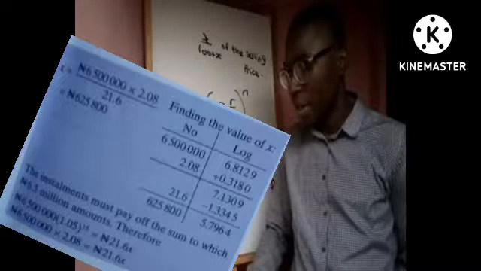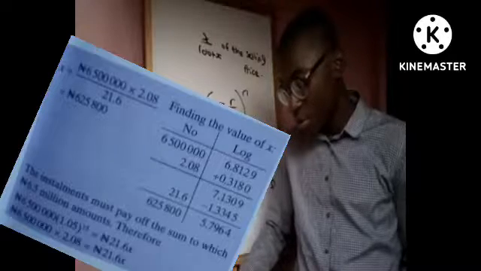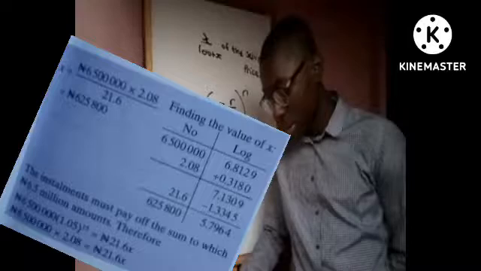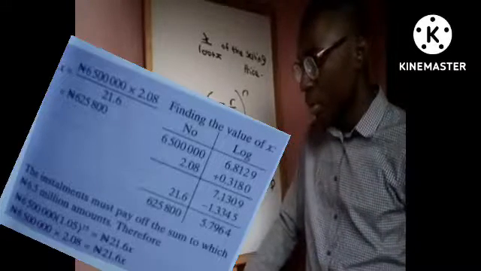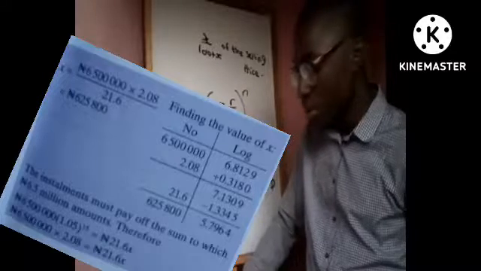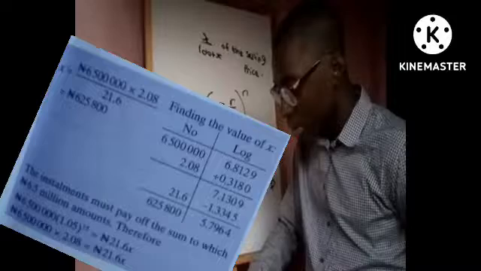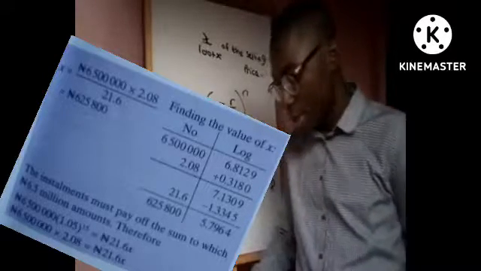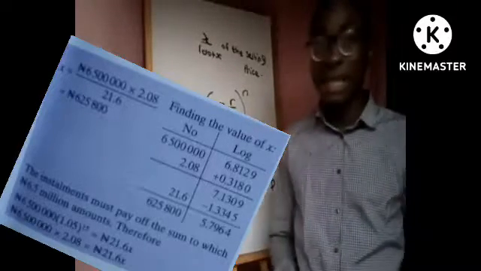So X will be equal to 6,500,000 times 2.08 divided by 21.6, because X will be equal to the amount times the total compound amount divided by the sum. So when we calculate everything like that, we are going to get our answer as 625,800 naira. That's the amount that she will pay yearly. That will be the installment of X naira yearly. So that's the equal installment.